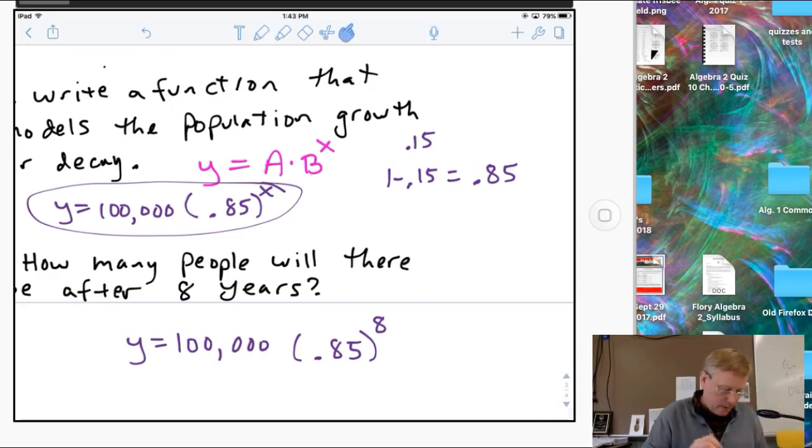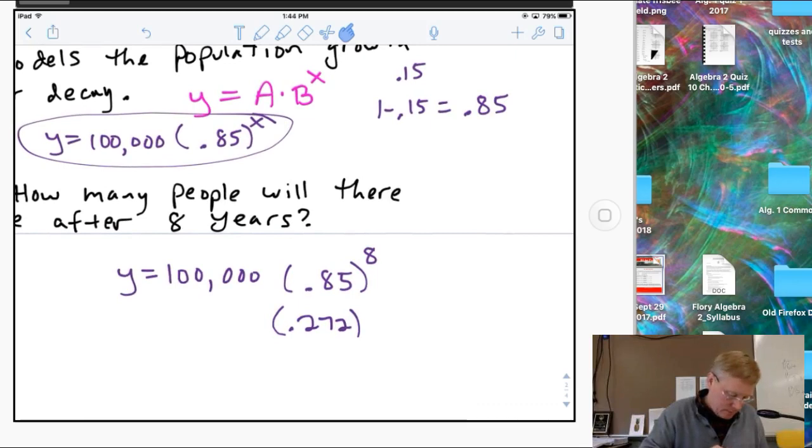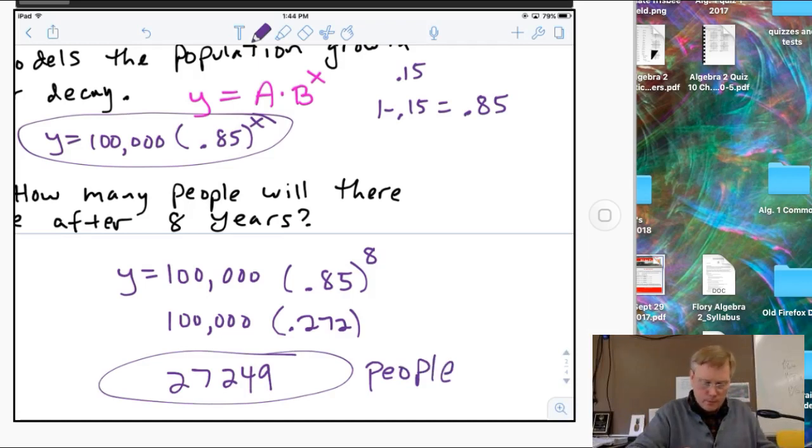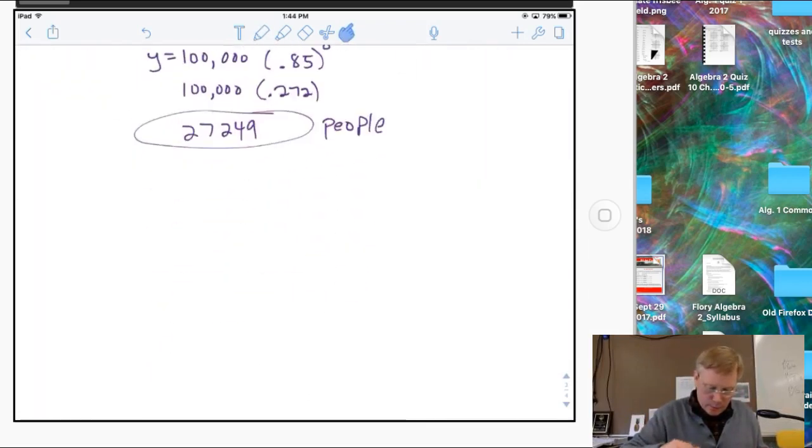All right, and so I get 0.27, and then you multiply that times the 100,000, and you get 27,249. And that would be your answer, and that's in people. All right. So that should be my last problem here.